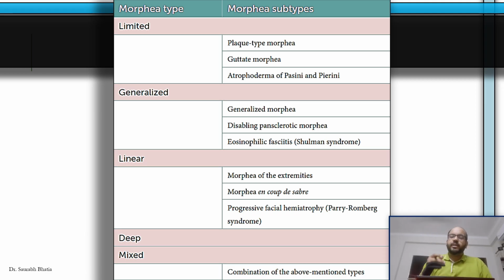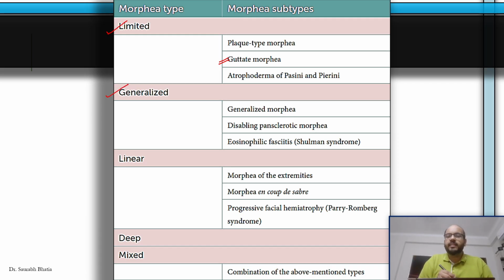So largely, whenever you are looking at a patient of morphea, or even in a theoretical question about the classification of morphea, that is how you're supposed to describe it. It is limited if it's involving a certain small segment of the body or a small unit of the body surface area. A little exception would be guttate morphea, in which the lesions are small but they can be widespread. You still term it as one of the types of limited morphea.